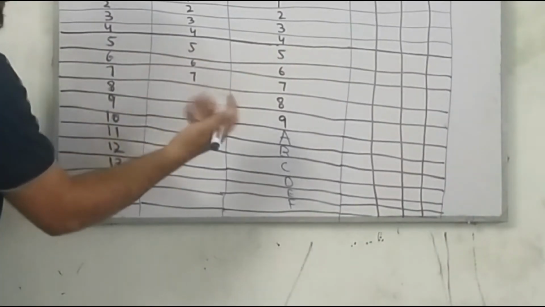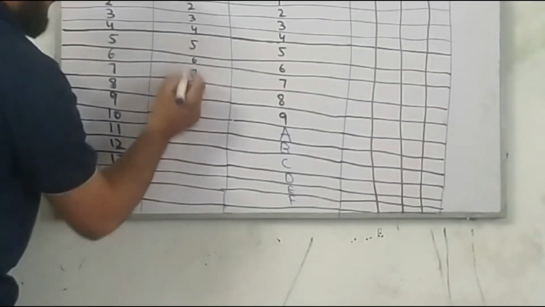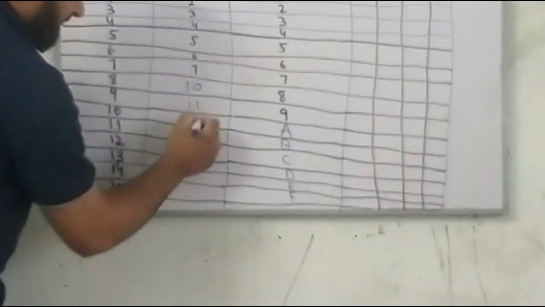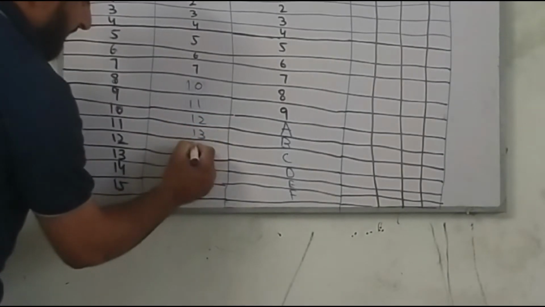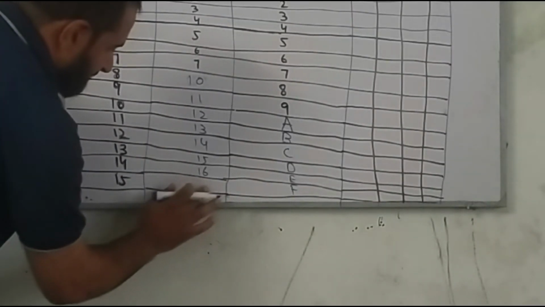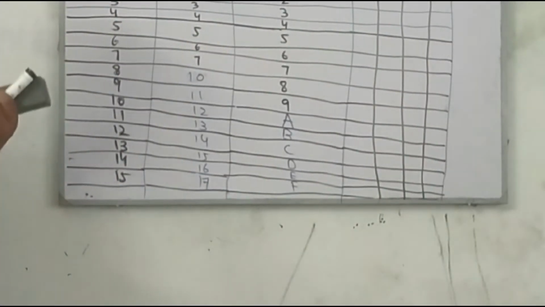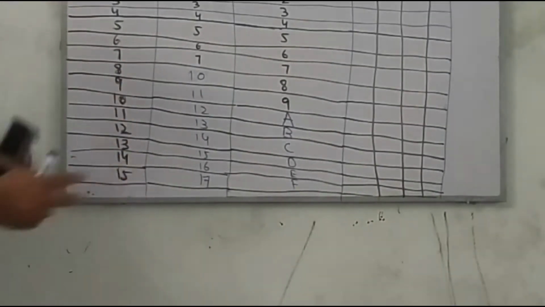Next, what about octal numbers? After 7 we quickly jump, the 0 will come over here and then I will use 1, and then keep going: 10, 11, 12, 13, 14, 15, 16, 17. I will explain all this in later videos. Now this table is completed.